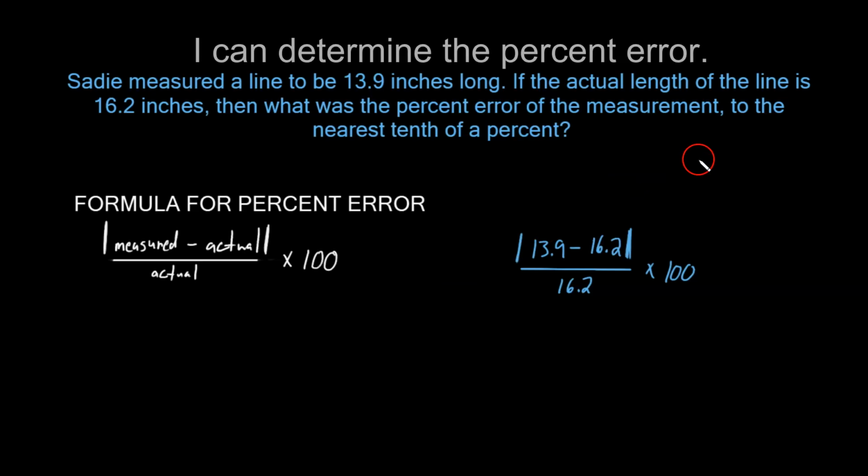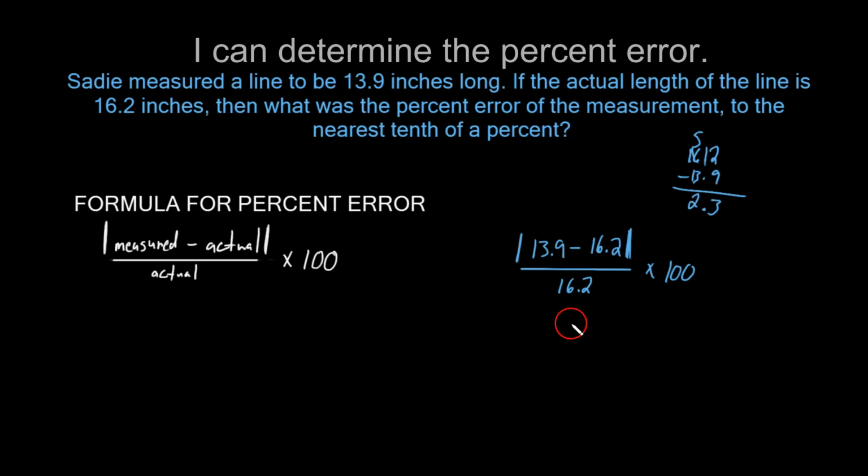So what we can do is we can actually just go 16.2 minus 13.9, and because it's absolute value, it really doesn't matter. We're just trying to find out what the difference is. So let's keep the bigger number on top. 2 minus 9, can't do that, need to borrow. 12 minus 9 is 3, bring the decimal straight down. 5 minus 3 is 2. 1 minus 1 is 0, so that's it.